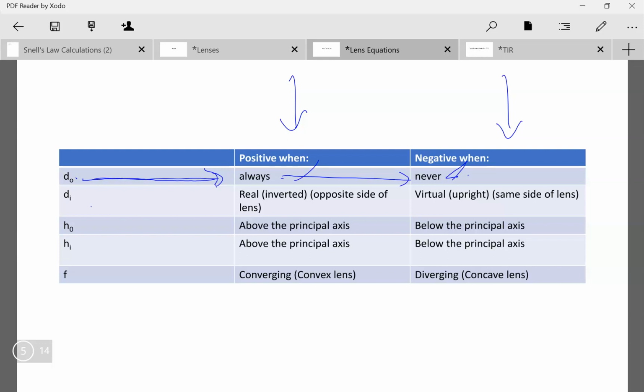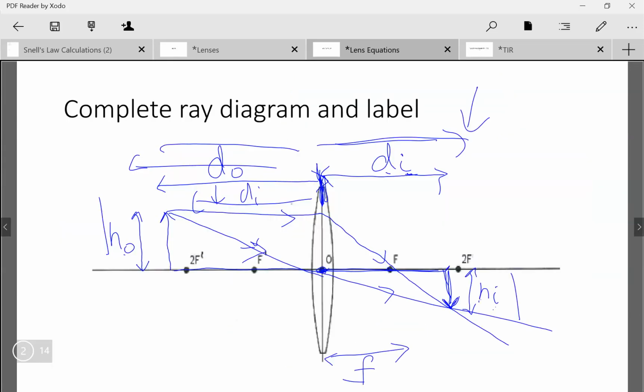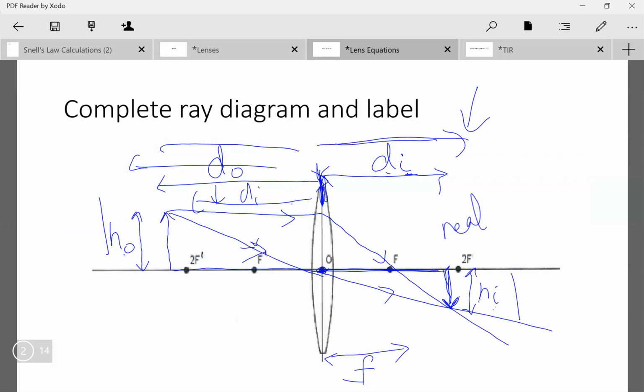The distance of image is positive for a real image. Again, distance of image is positive when the image is real. That also is the same thing as saying the image is inverted. And again, here you kind of have to be careful because real images are formed on the opposite side of the lens. So this over here is a real image because it was formed on the other side of the lens. Again, contrast that with mirrors where it was the other way around. Real images were formed on the same side of the mirror. Here we need a screen to kind of catch the image that's going on the other side of the lens.